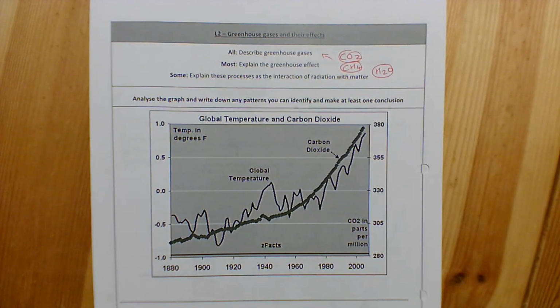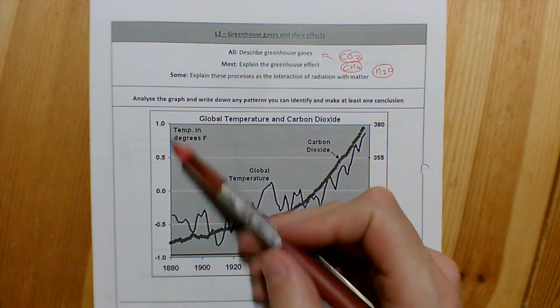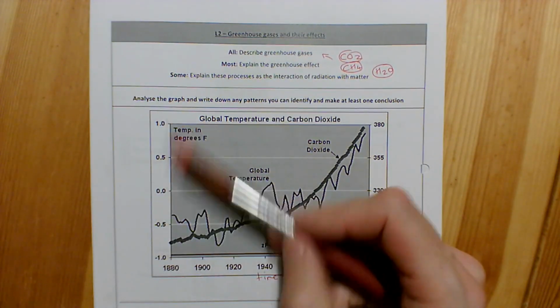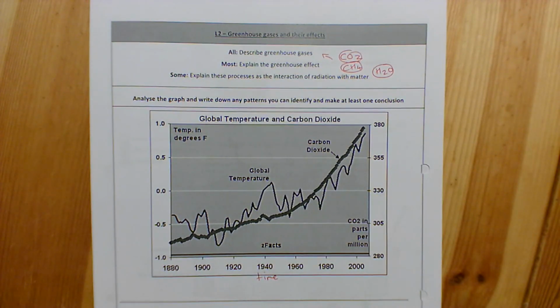So we have a graph here. This is quite a common graph, and it shows two different things. It's two different graphs rolled into one. On the x-axis, that is the same. We have time. And on the y-axis here on the left, we have the temperature in degrees, the average global temperature.